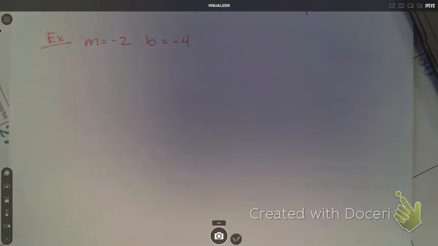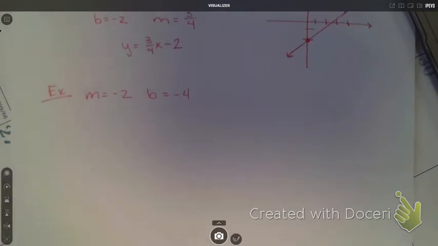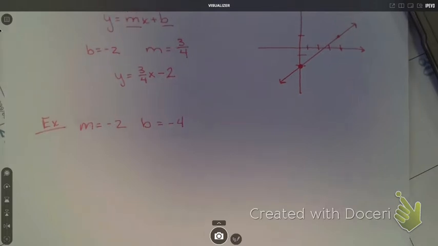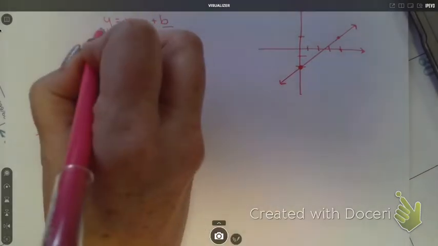Mason, what do you need? Wait, which one's y and which one's x? Figure it out. No, y equals mx plus b.